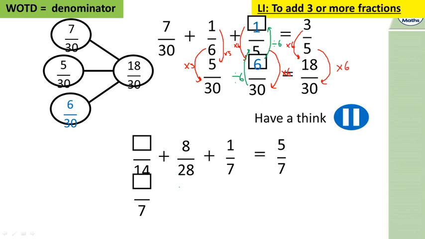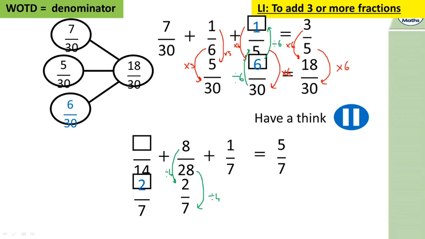You could, if you wanted to, multiply up these ones to get 28ths, but this time we're just going to look at a slightly different method, which is division. So 8/28 is 2/7, because 28 divided by 4 is 7, and 8 divided by 4, whatever you do to the top, you do to the bottom, is 2. So we need this in 7ths. Oh, it's already done. We need this in 7ths. Oh, it's already done. Fantastic. So we have 2 sevenths plus 1 seventh plus something sevenths equals 5 sevenths.